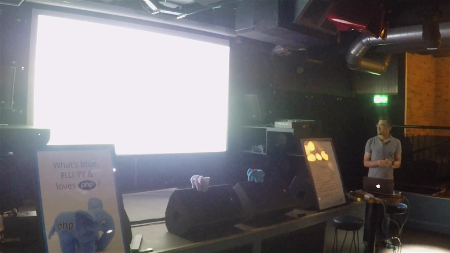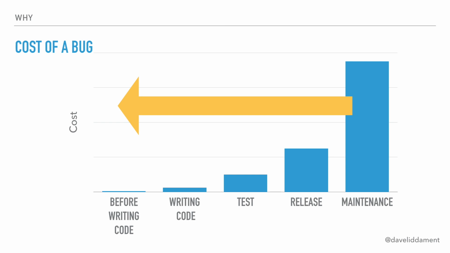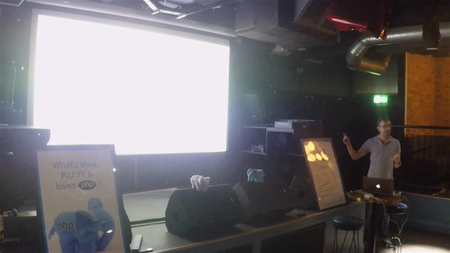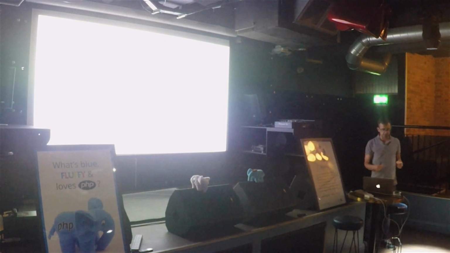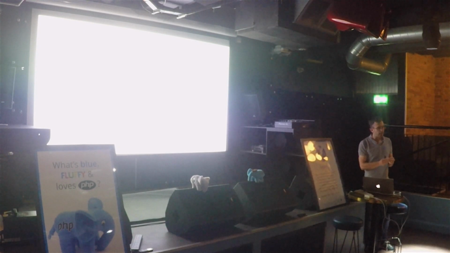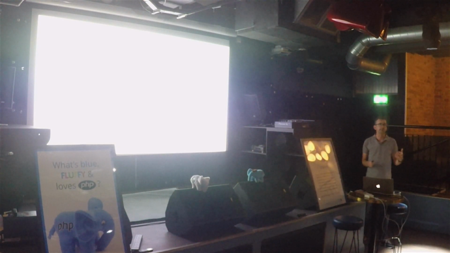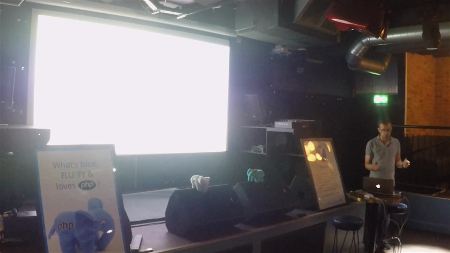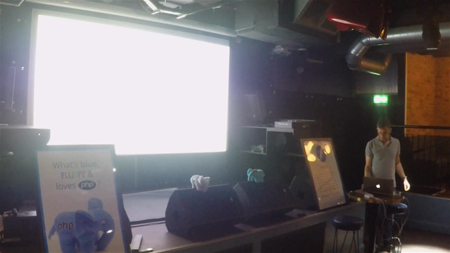So what we're doing today is asking, what can we do to take the expensive bugs and pull them down to the time where we're writing the code, and therefore reduce the overall cost. So that's how we're going to do it. We're going to look at techniques which will basically find our bugs earlier and thus reduce the overall cost of software development. So that's why we're here.